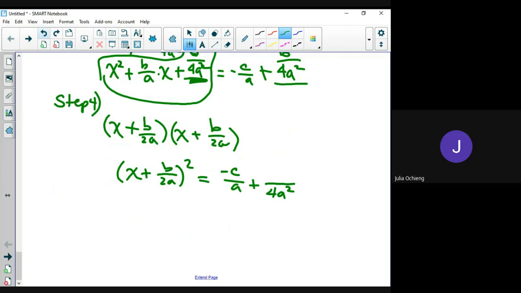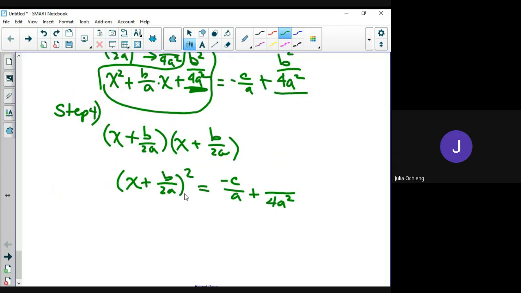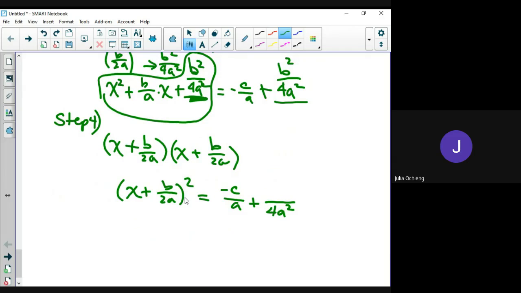Is that up there? The b squared. See if you can start step 5 on your own. Just going to copy the problem again.